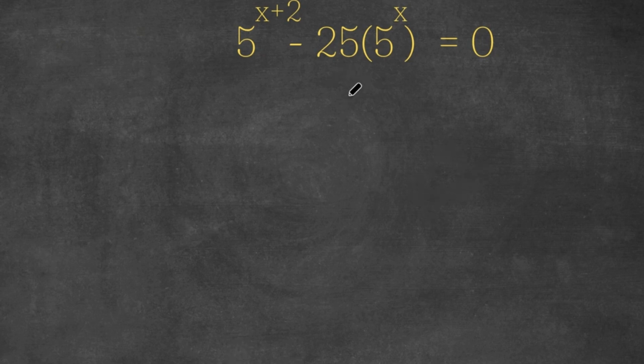In today's video, I'm going to be teaching you guys how to solve a challenging exponential problem. So right here, we have the problem 5 to the power of x plus 2 minus 25 times 5 to the power of x equals 0.